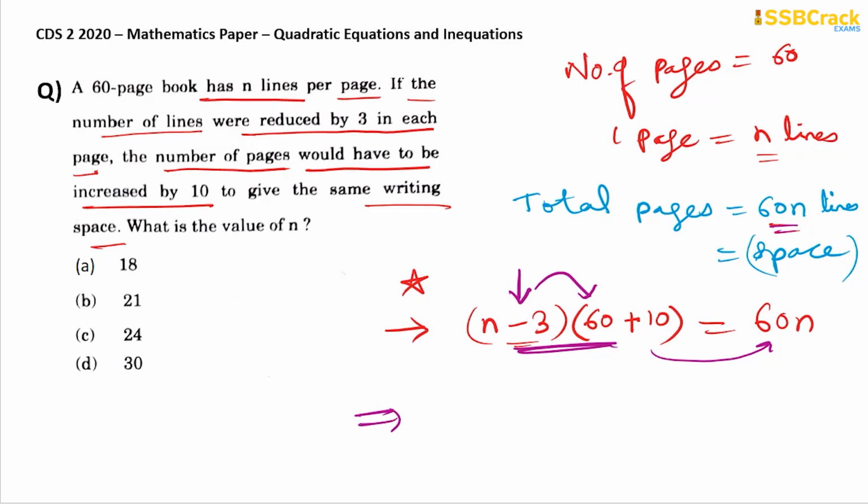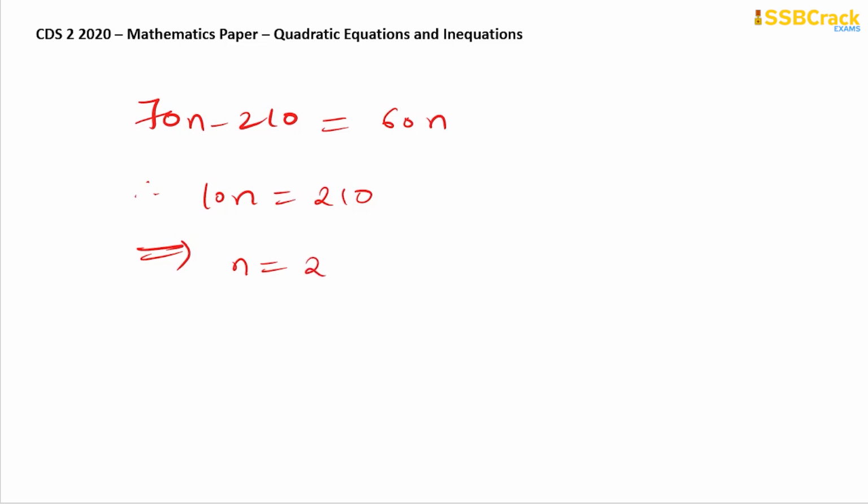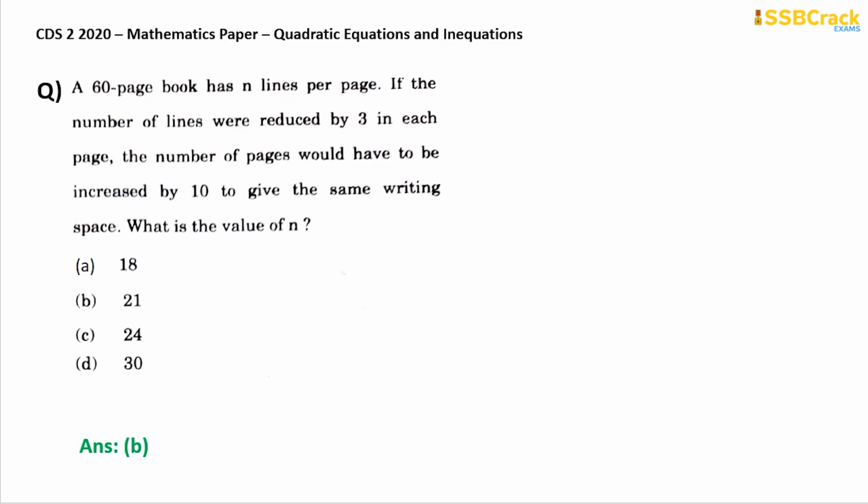Yes, so let's simplify and solve this out. So n minus 3 times 60 plus 10, that is 70, equals 60n. Alright, this is a linear equation, no problem. It's from the algebraic concepts. So we are here getting this as 70n minus 210 equals 60n. Simplify and get the answer. 10n equals 210, which gives n equals 21. So we obtain the value of n, and hence the key for this question is option B.